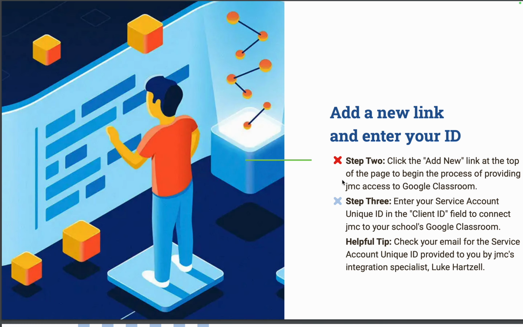Step 2, click the Add New link at the top of the page to begin the process of providing JMC access to your Google Classroom. Step 3, enter your service account unique ID in the Client ID field to connect JMC with your school's Google Classroom. So here's a helpful tip. Check your email for the service account unique ID provided to you by JMC's integration specialist, Luke. So Luke will help you with that part as well. Do you need to speak on this at all, Luke, this part? No, I think we're good there.